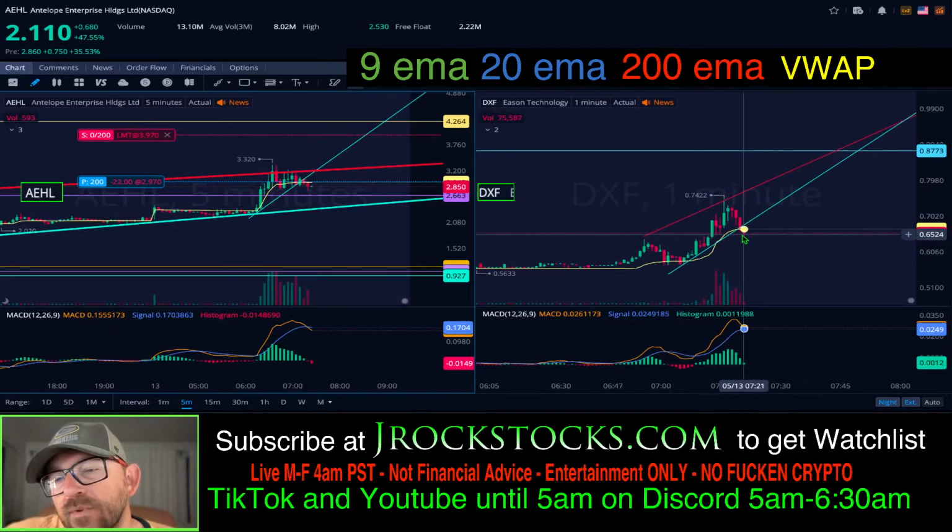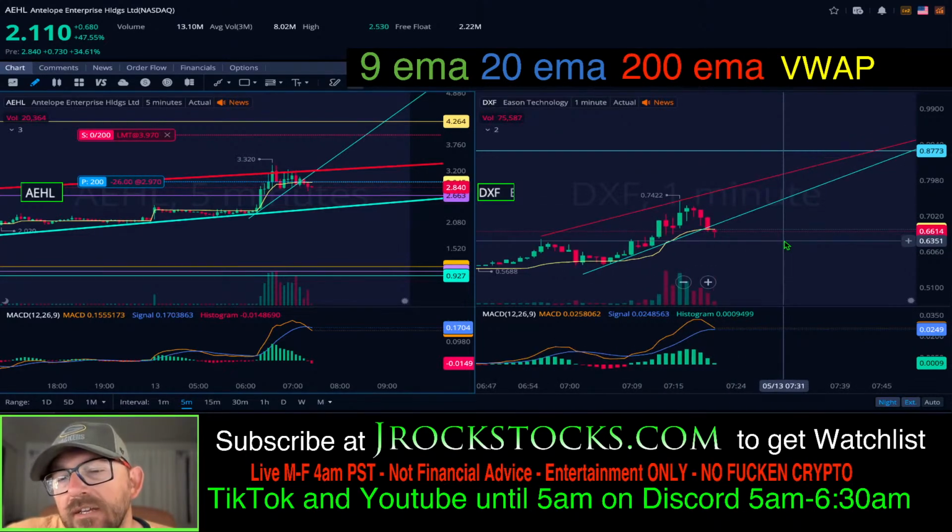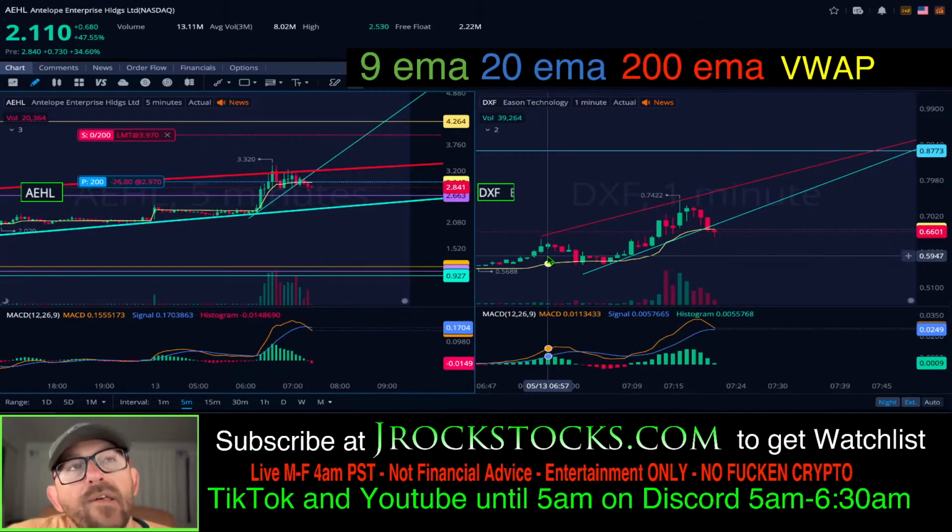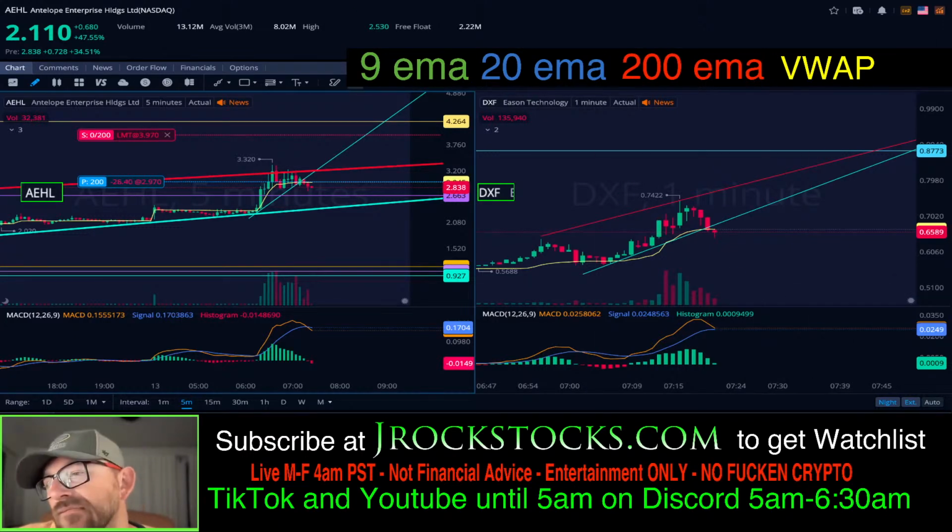All right, so this one broke trend here, broke the volume weighted average price. Is it gonna recover? Because it's about to flip that MACD red on DXF.